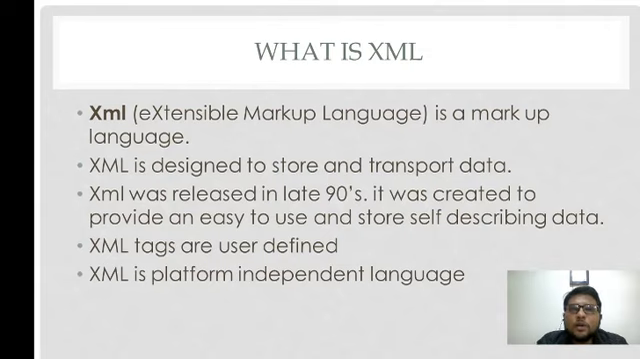And the most important thing about XML is that it is platform independent. It can work on any kind of machine, like a Windows machine or a Macintosh machine, or an Android mobile, or anywhere, any type of device, any type of platform you give it, it will work on it. That is why it is called platform independent and also language independent.